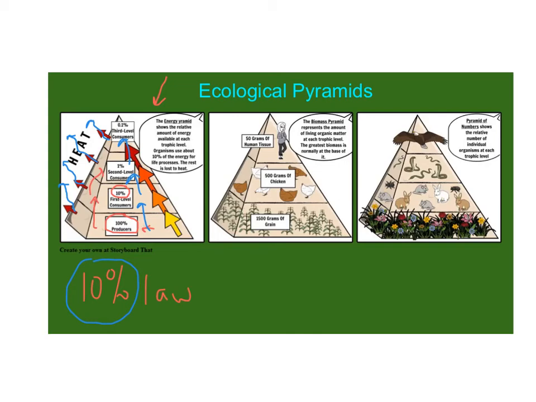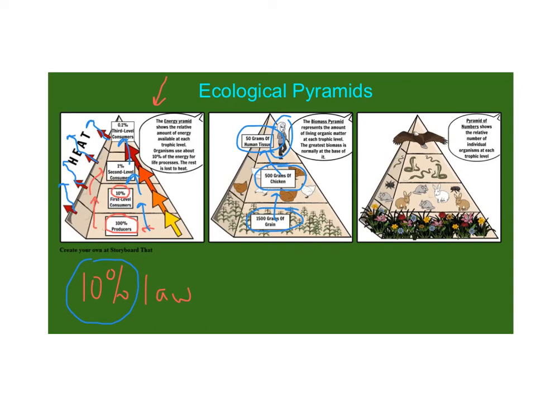Now this one right here is just like the last one. As you go up, biomass goes down in an ecosystem. So here it shows it takes 1,500 grams of grain to support 500 grams of a chicken, and it takes 500 grams of chicken to support only 50 grams of human tissue. So what does that say? It takes a lot of chicken to keep this person alive.